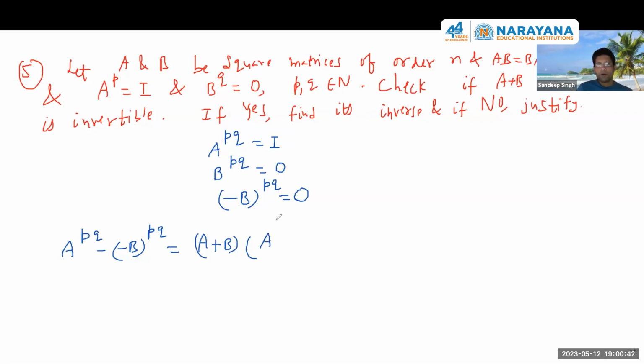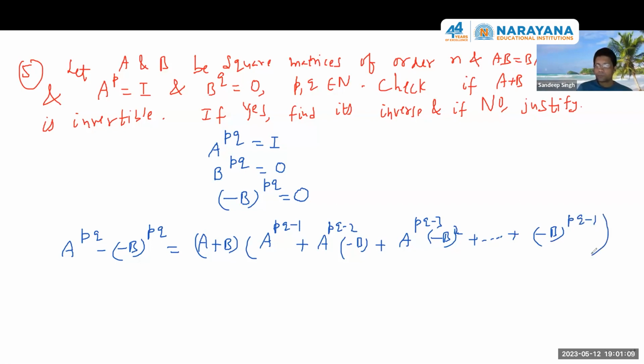Yes. And what will remain? A power PQ minus 1. All the powers keep on reducing the power of A and keep on increasing the power of minus B. A power PQ minus 3, B square. Last term will be minus B power PQ minus 2. Is it clear? Please check. All are defined? Yes, because A and B are given square matrices of order n and P and Q are natural numbers. Is it clear or not?